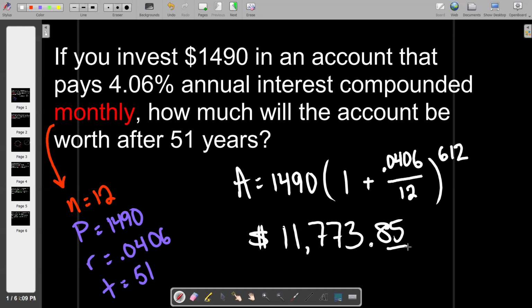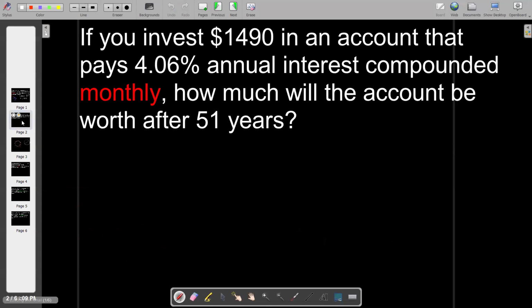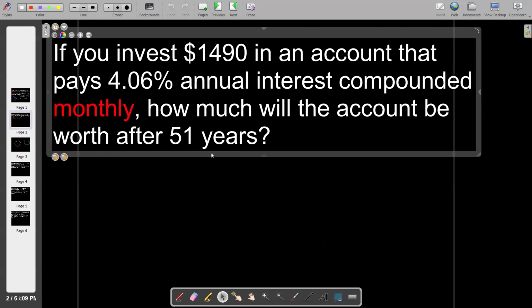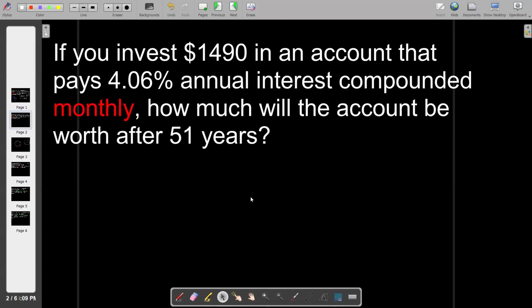But all right, I prepared these before you got here because I didn't want to type it all out. So again, let's just copy down the parts of this that are pertinent or important. So here we go. What is our P value? 1490. Good. What is our, let's do R next. What's R?